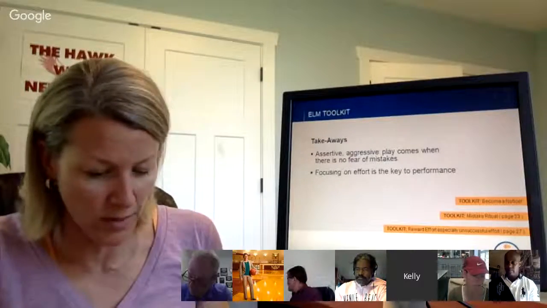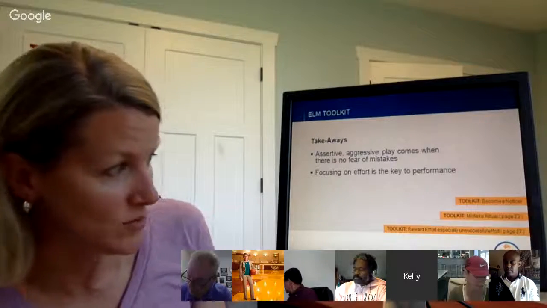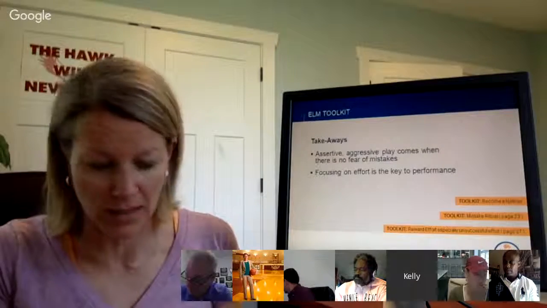So in your books, I'd love to show you where to find some more tools. Page 23 has the mistake ritual I just talked about. One of my other favorite tools is called effort goals. And I'd love for everyone right now, if you don't mind, to turn to page 25. Page 25 talks about goals.